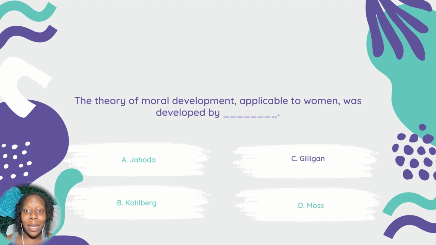All right. It's Gilligan. So if we think about what we've learned in overall moral development theories, you heard me answer this in a previous question where Gilligan was specific to women. Kohlberg was general moral development. Jahoda was a leading person who developed positive psychology.